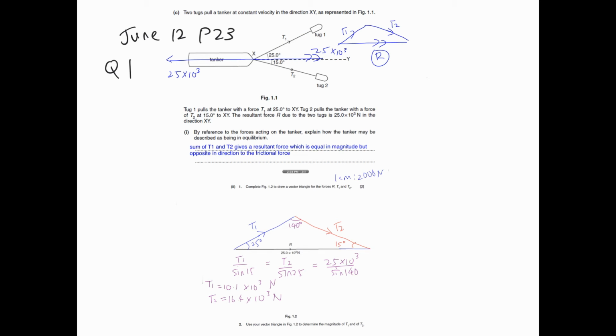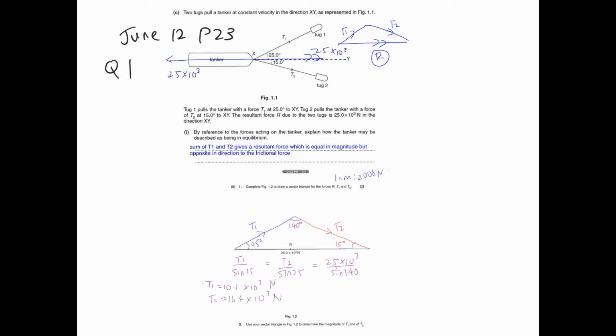10 to the power 3 newtons, which means I can replace these two forces with a single force of 25 times 10 to the power 3 newtons. So to make this tanker be in equilibrium, we put another force in the opposite direction, same magnitude, which is 25 times 10 to the power 3 newtons as well. Then these two forces will cancel out and you will be in equilibrium.